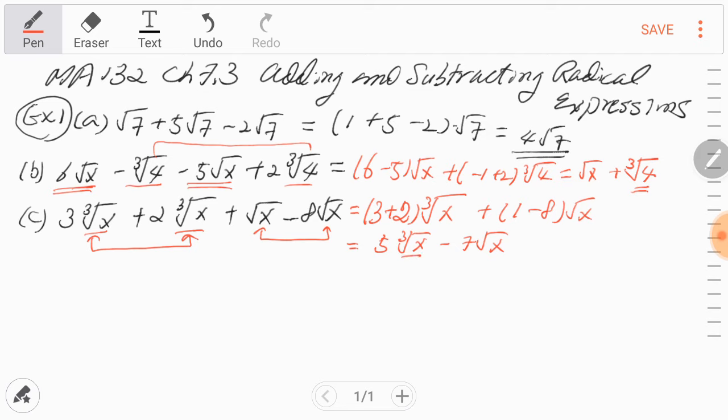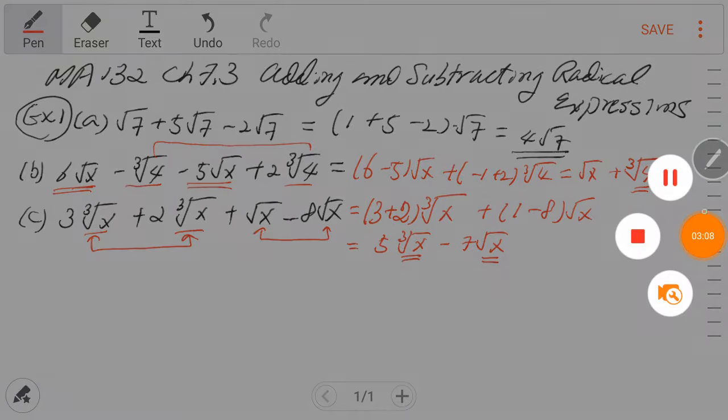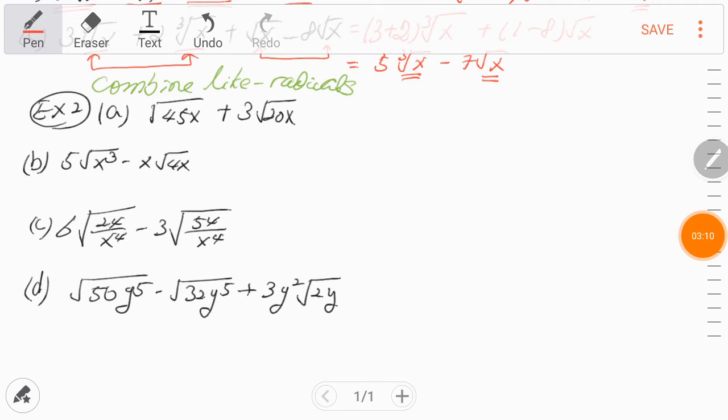Make sure that cube root of x and square root of x are not the same. They are different radicals because the index is different. Okay, then let's try another one. In this example, let's add radical expressions. Before we add, we have to simplify each radical so that we can see what the like radicals are.